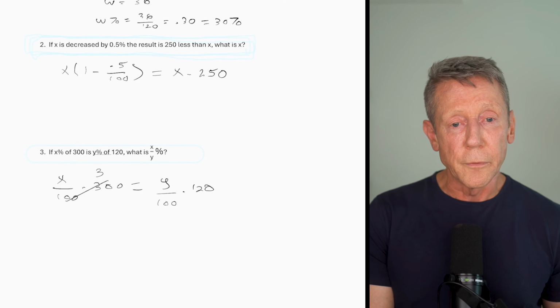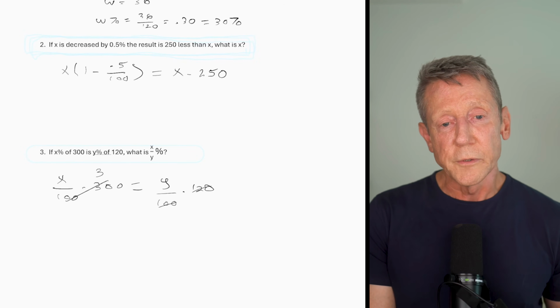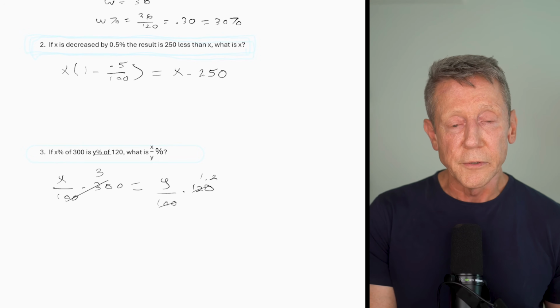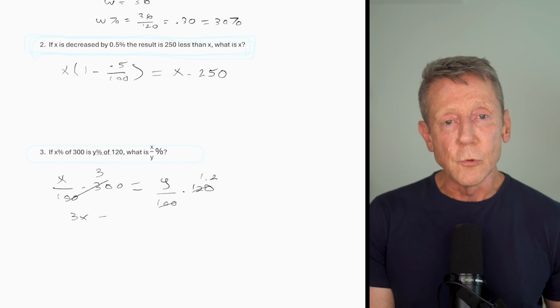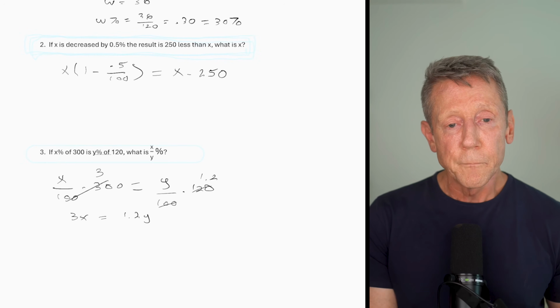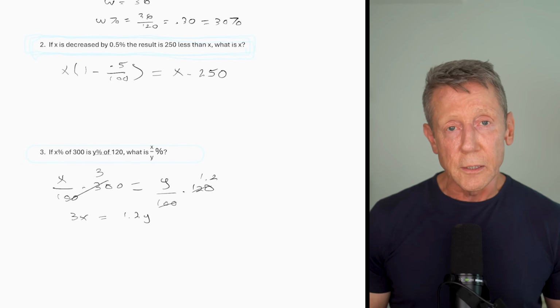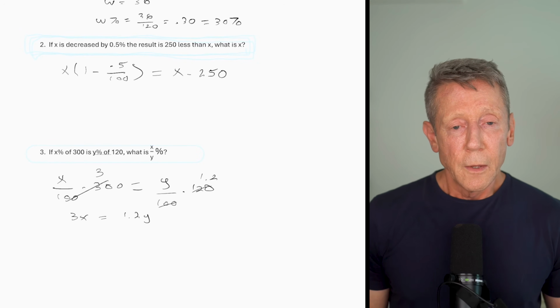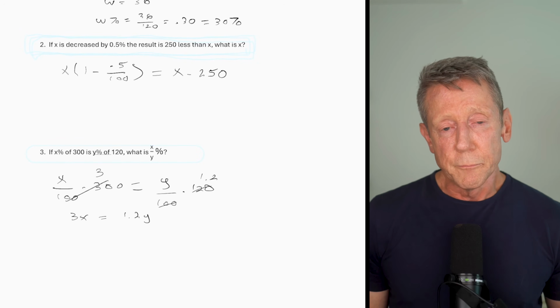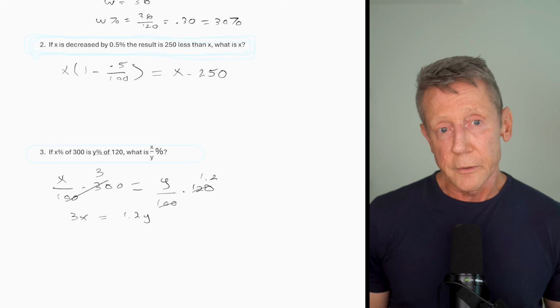And then on the right side, I'll just go ahead and divide 120 by 100. I get 1.2. Writing this cleaned up version, I got 3x equals 1.2y. And then I take a look at, again, what I'm looking for is x over y. And I'm thinking, if I just divide both sides by y on the left, I'll get x over y.